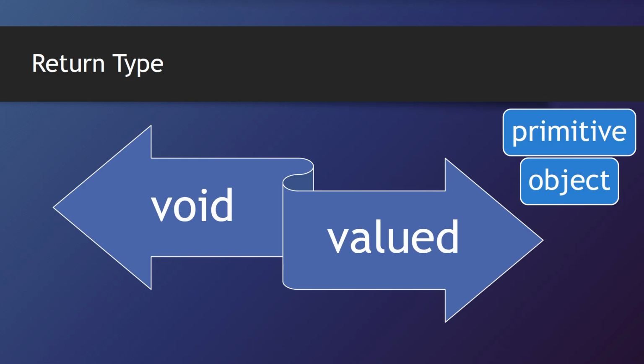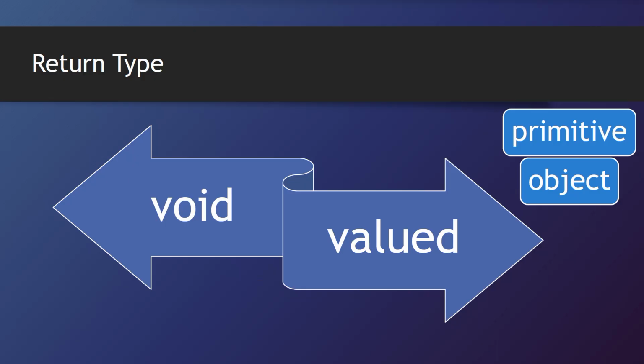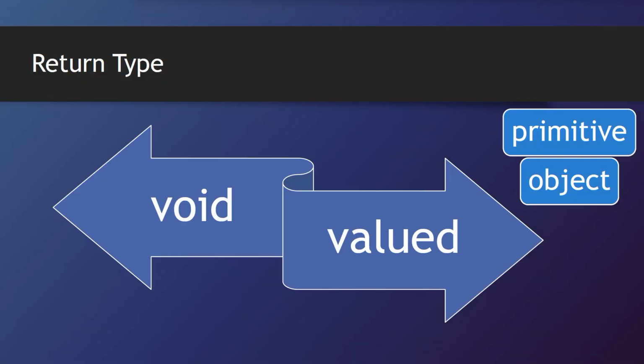If a method completes its task and doesn't return any information out of the method, it is called a void method, and we use void as the method's return type in the method header. Some methods send out or return a value when they complete, and these are called valued methods. A valued method will return a specific type of information. That type is defined in the method header as the return type. The return type can be a primitive or an object.